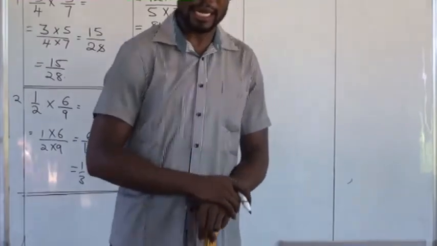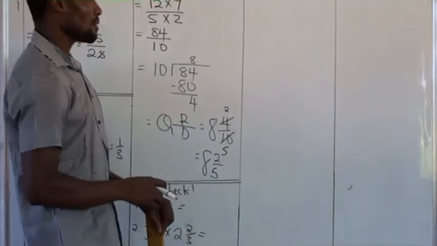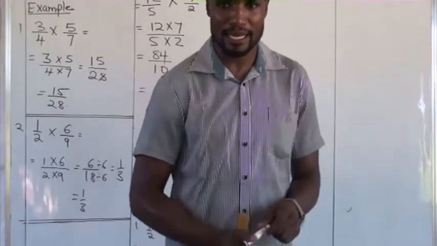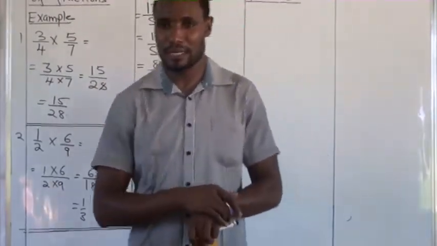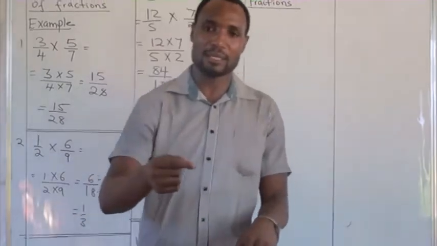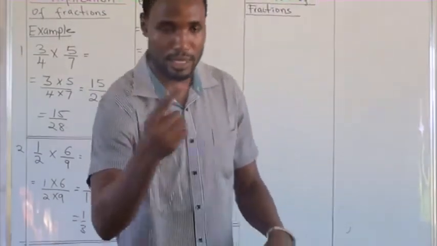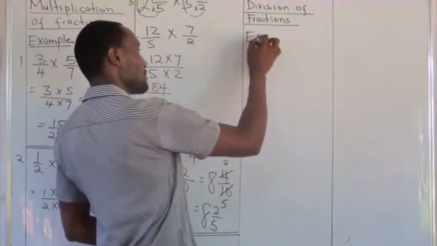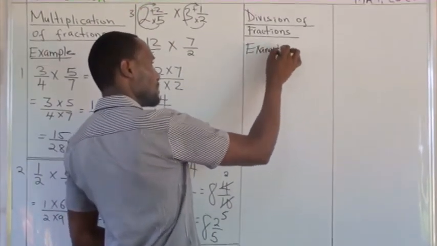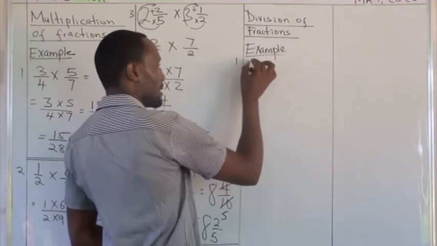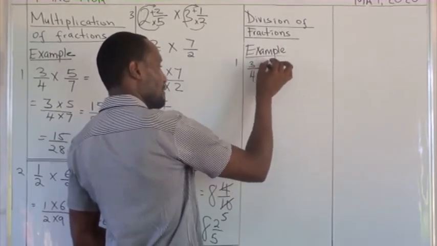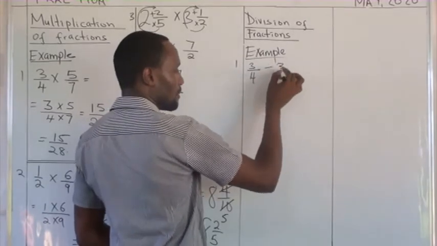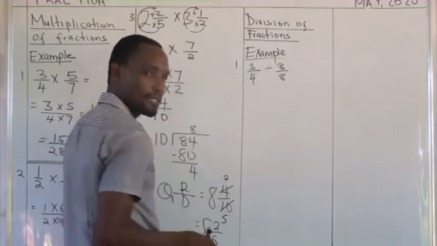Now let's try and do another one on division of fraction. Division of fraction, there is nothing so big here, but what we need to know is that there is changing of division into multiplication. This is what we are going to do. Example number 1. Here it is. 3 over 4 divided by 3 over 8.